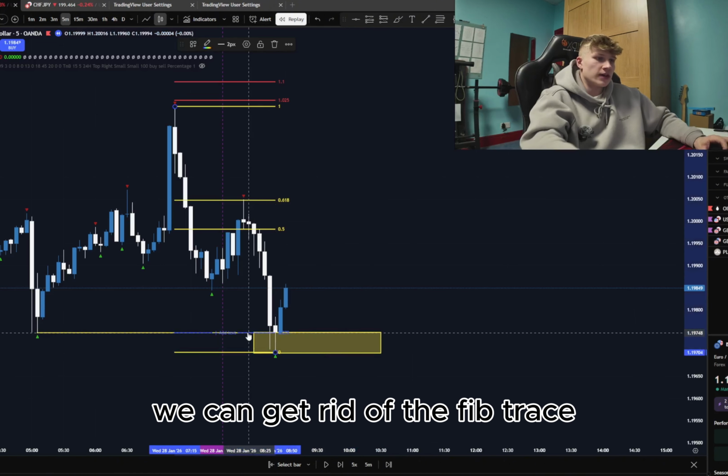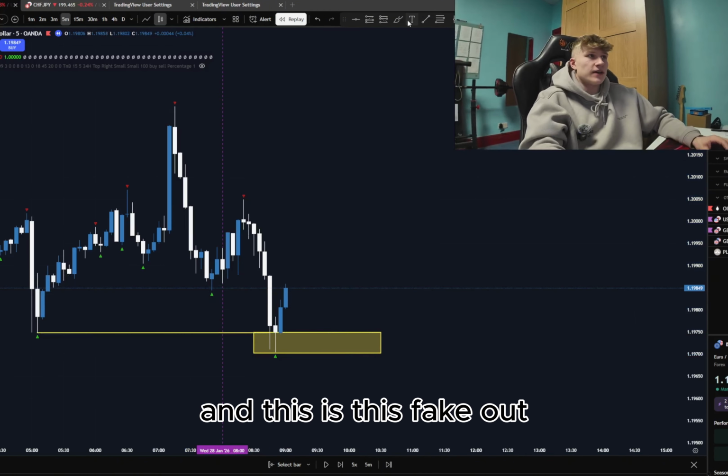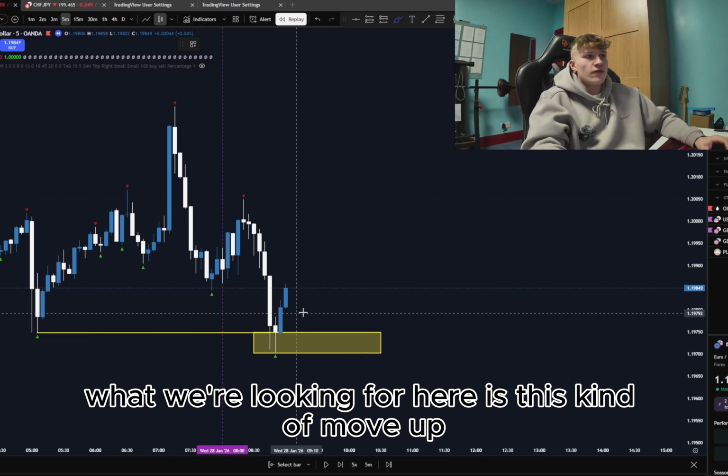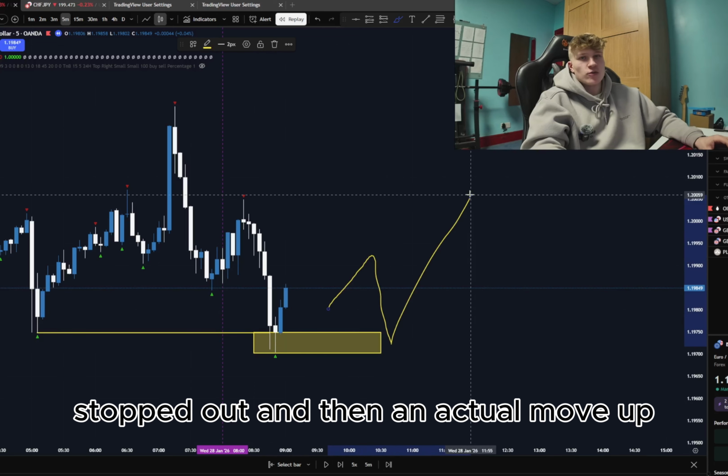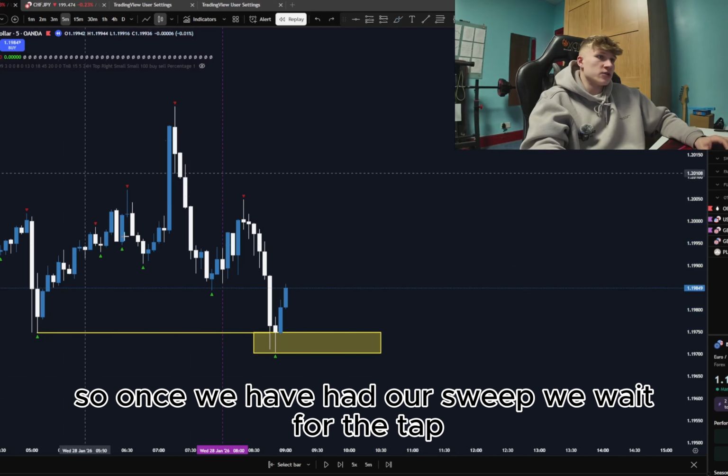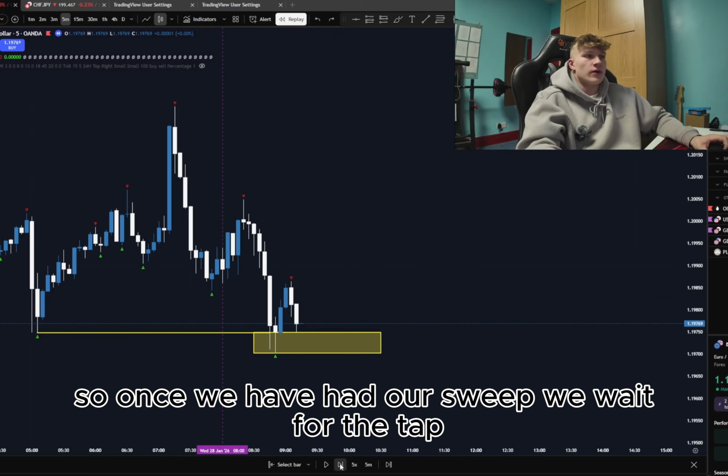So we can draw this little zone, we can get rid of the fib trace, and this is this fake out. What we're looking for here is this kind of move up as buyers get in, and then boom, stops out, and then an actual move up. This is what we're looking for. So once we have had our sweep, we wait for the tap.